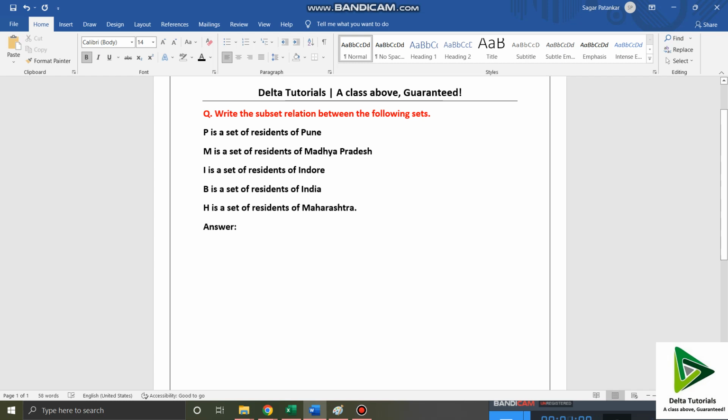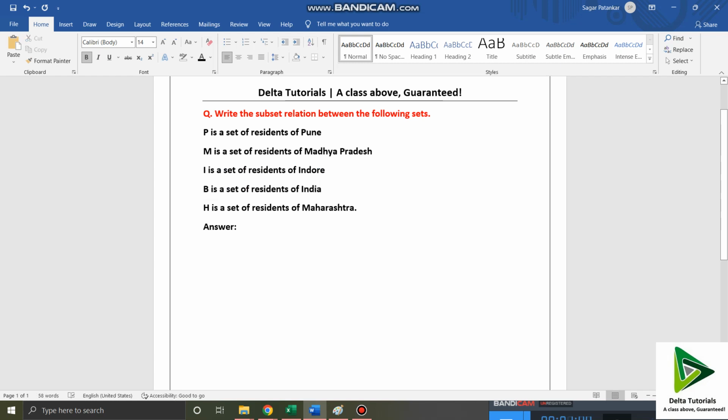So basically, first of all, we'll go one by one. In this particular case, capital B is nothing but our universal set, because set B is nothing but the set of residents of India, and this Maharashtra state, Madhya Pradesh state, Indore and Pune city, these two cities and these two states are part of our country India. Hence, capital B is a universal set in this case.